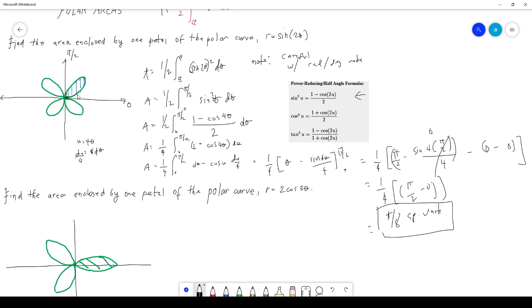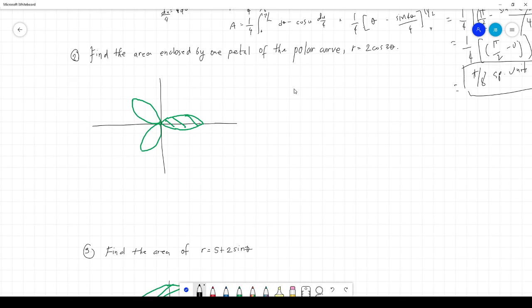If the question would be find the area of the 4 petals, you just multiply this one by 4. So that's 4 pi over 8, or pi over 2, right? Okay, so let's proceed with the other example.